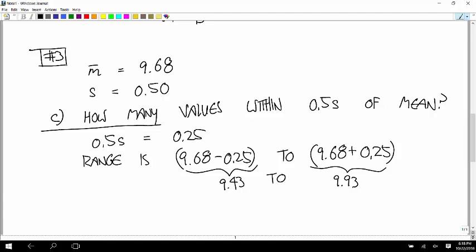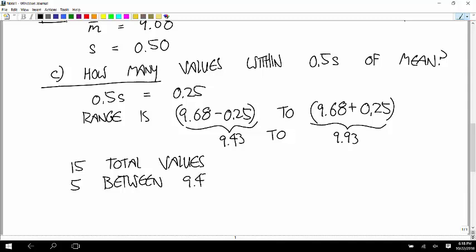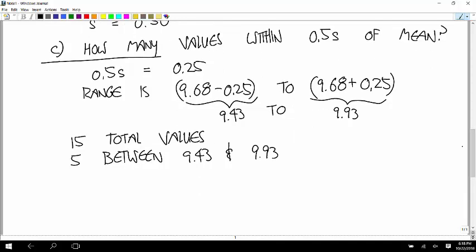So now we're looking for just all the values that fall in this range. There's 15 total values. If you look through them one by one, 5 of them fall within this range. So 5 of them are between 9.43 and 9.93. And so the percentage within half a standard deviation is just 5 over 15 times 100%, so 33%.